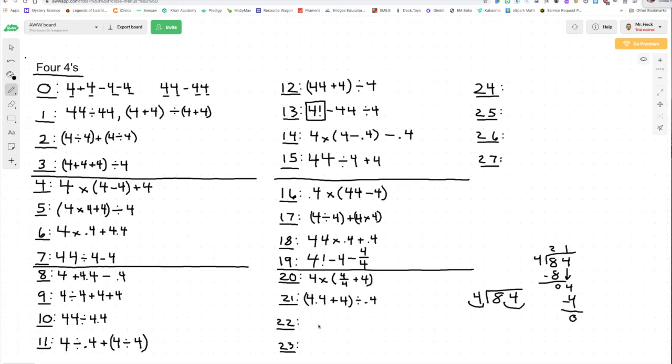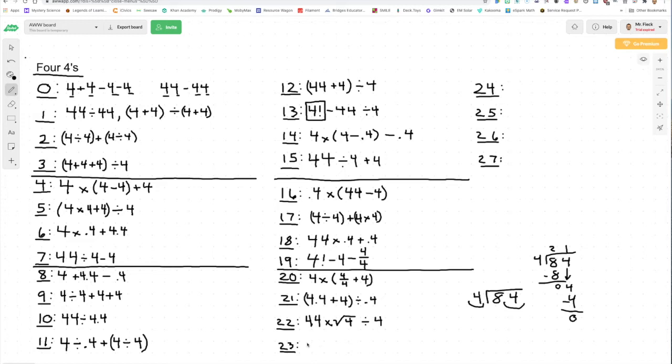22, I have 44 times, and here's a new one, the square root of 4, divided by 4. If you don't know what the square root of 4 is, it's actually 2, because 2 times itself makes 4, which is the square root of 4. So 44 times 2 is 88, and 88 divided by 4 is 22.